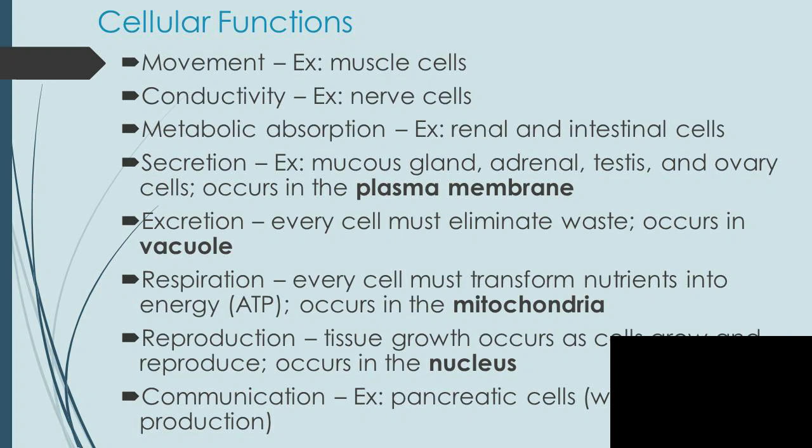This occurs in the plasma membrane, the membrane that surrounds the cell. That's where the secretion and excretion happens. Every cell must eliminate waste, and that occurs in the vacuole. Respiration happens in every cell, and that's in the mitochondria specifically. Reproduction, every cell must grow and reproduce. That occurs in the nucleus, especially where the DNA is replicated. And then communication is a cellular function, especially of pancreatic cells with insulin, and a few other types as well. But those are the main cellular functions that you need to be aware of for this course.